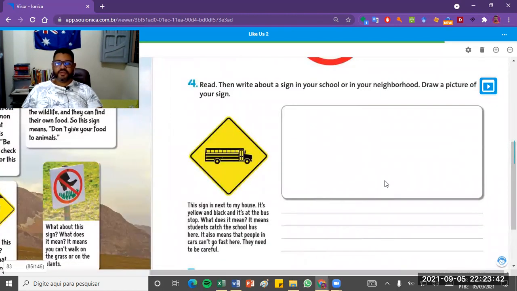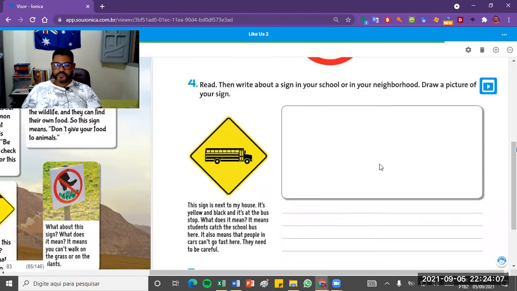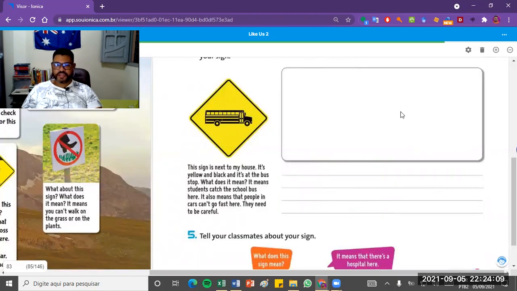So you guys will draw a picture here about a sign near your school, near your neighborhood, ou seja, perto do seu bairro, perto da sua escola, uma sinalização, uma placa de sinalização, ok? And you guys will write what it means to you, to your friends, to people, all right? Near you, okay? So write that information here and draw the sign here, the box.